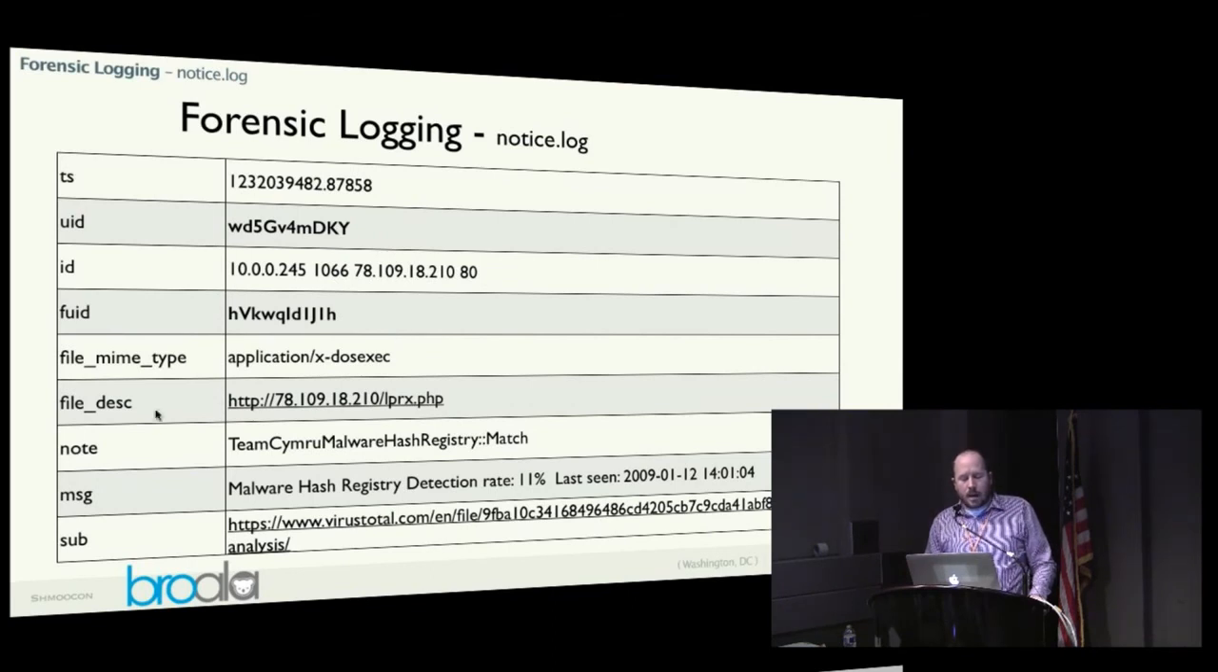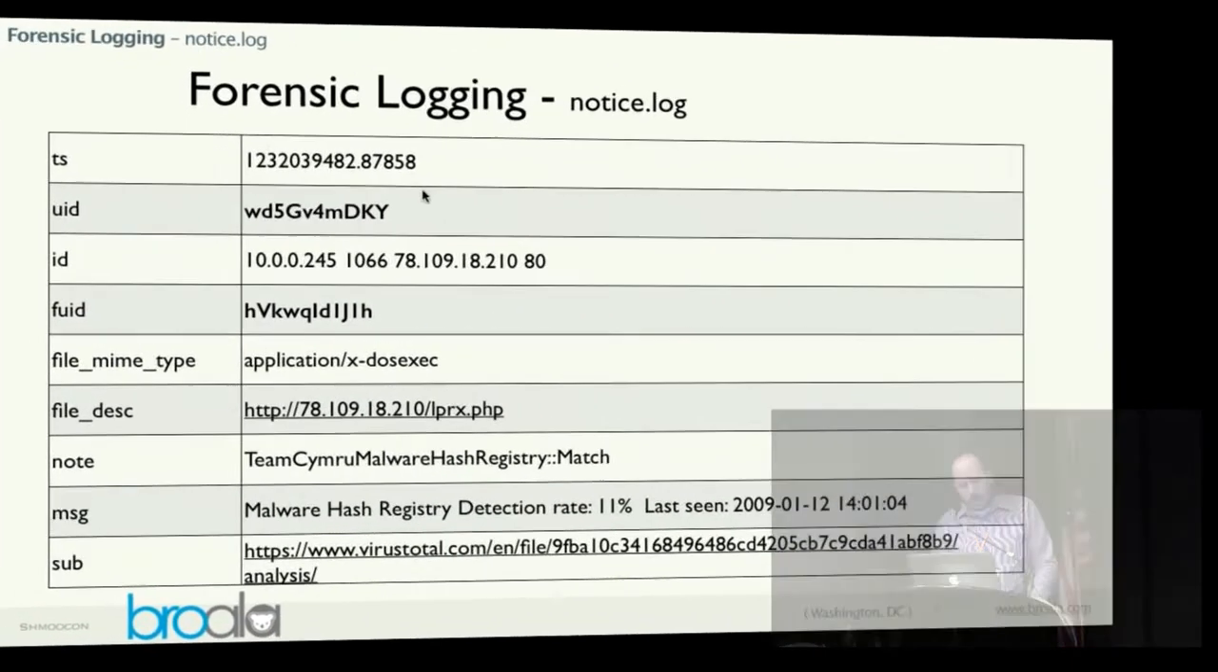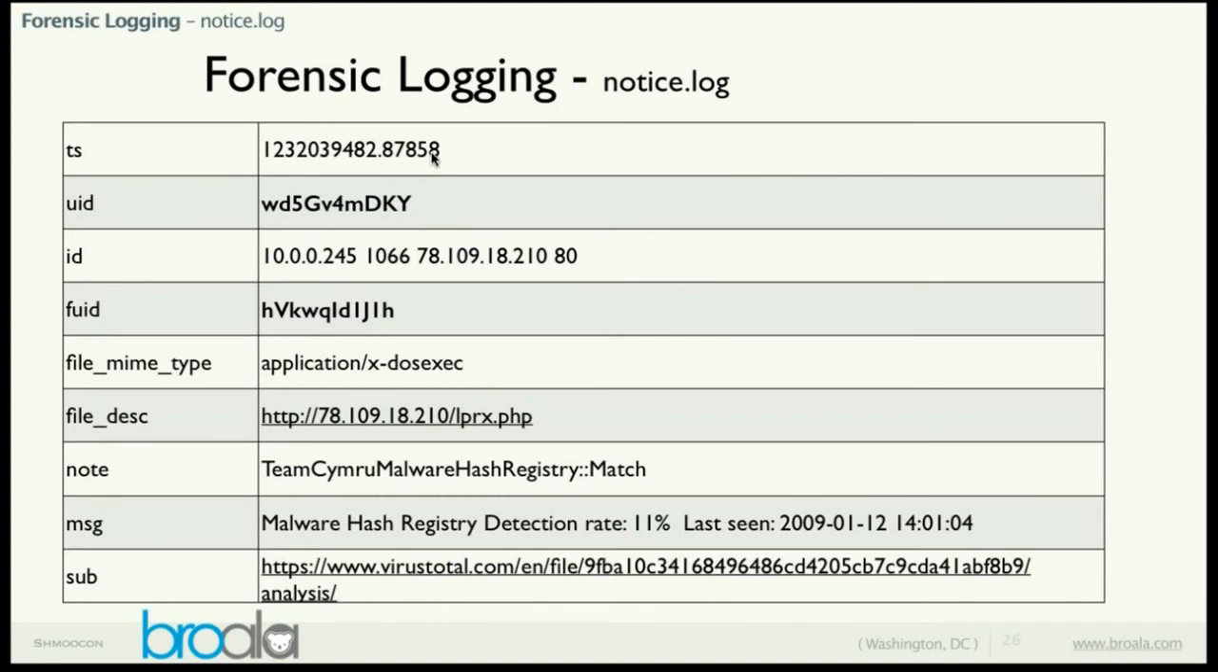As we're firing these analyzers and doing these attachments, this is a log that we're going to look at in just a minute. This is a notice.log. What we're doing here is there's an analysis that's been run. In this case, the analysis was simply a pivot to an external data source, and there was a hit. This was a known bad thing in the Team Cymru malware hash registry. And it also includes a log.